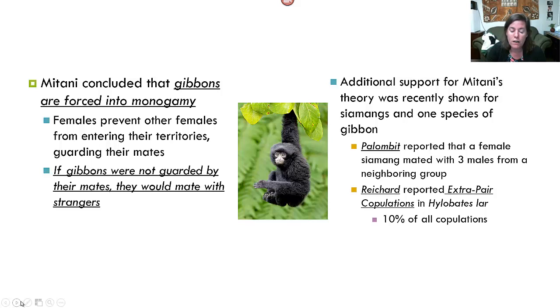Additional support for this recently was shown to be the case for siamangs and one gibbon species. Ryan Palombat reported that a female siamang mated with 3 males from a neighboring group, and Richard reported extra pair copulations in Hylobates lar. He noted that 10% of all copulations in this monogamous species were extra pair copulations, copulations with individuals that were not your mate. So they're monogamous and they have long-term relationships, but they do cheat on their mates.